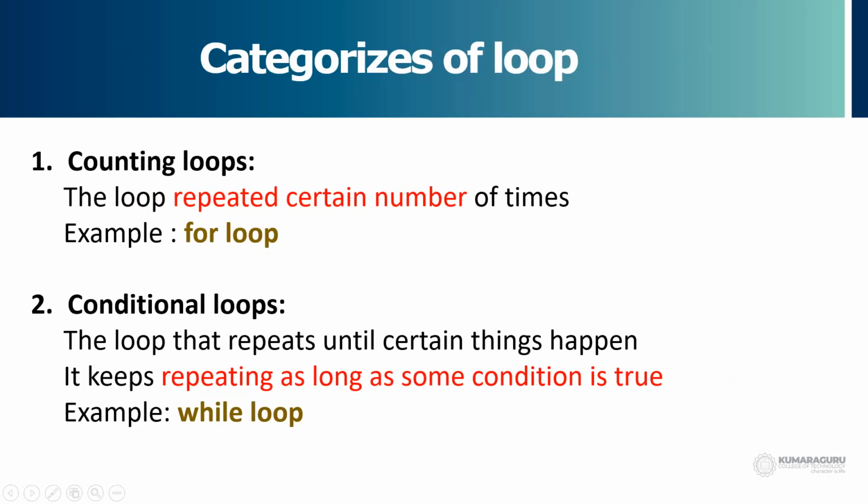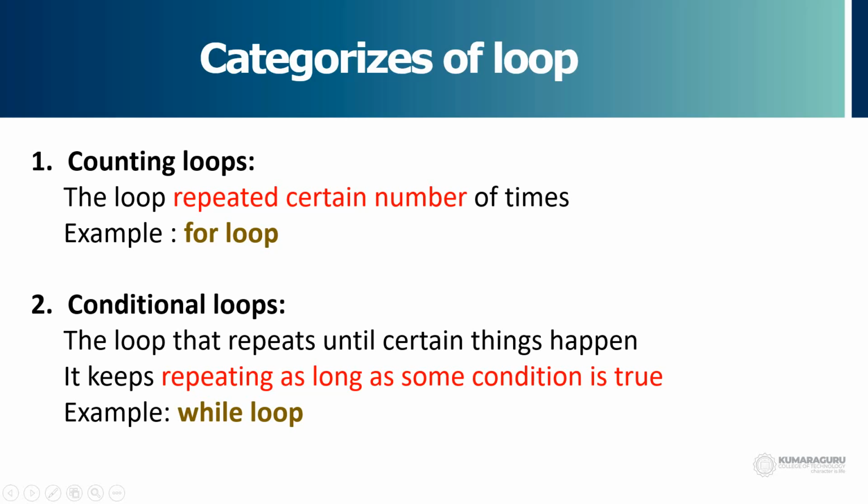We have two categories of loop in Python. One is the counting loop, a loop repeated a certain number of times. For example, the for loop is an example. If you have a problem where you know very clearly how many times the loop will be repeated, then you can use the for loop. For example, when you want to print the numbers from 1 to 10, the loop should repeat 10 times. In this case, you can use the for loop.